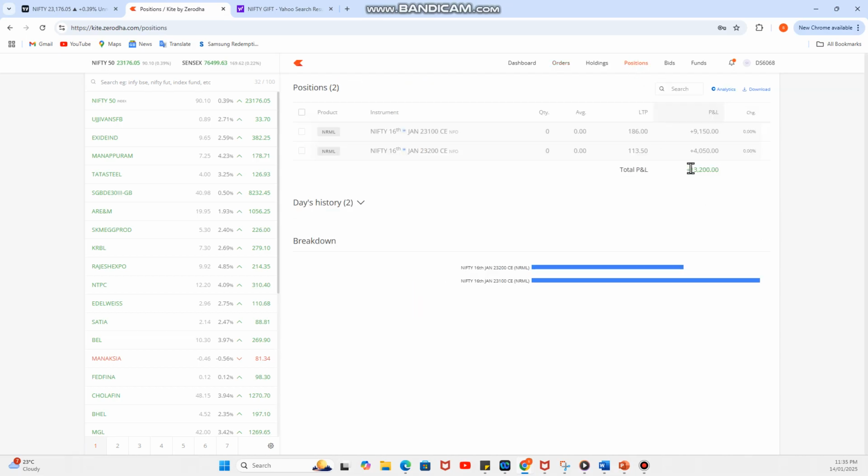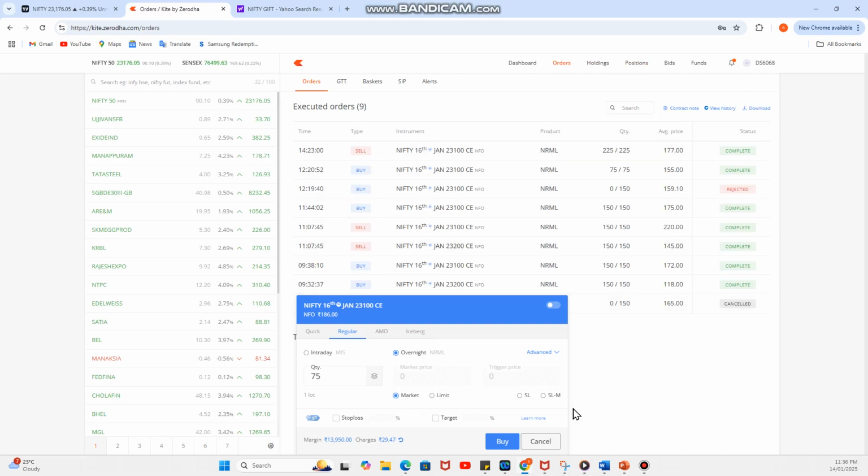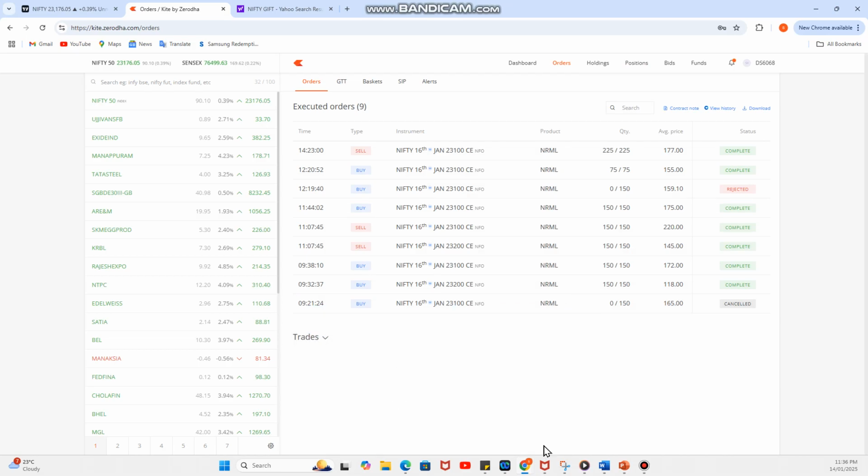So if you look at the positions, in one trade we made 9,150, which is the in the money call option, and in the at the money call option we had the same lot size of 150, but we made 4,050. By looking at this, you can understand why I say focus on trading in the money options, because both trades got executed in a similar time frame, and the in the money call option returned almost twice as much as the at the money option. So the probability of making money with an in the money option is higher compared to an at the money option.